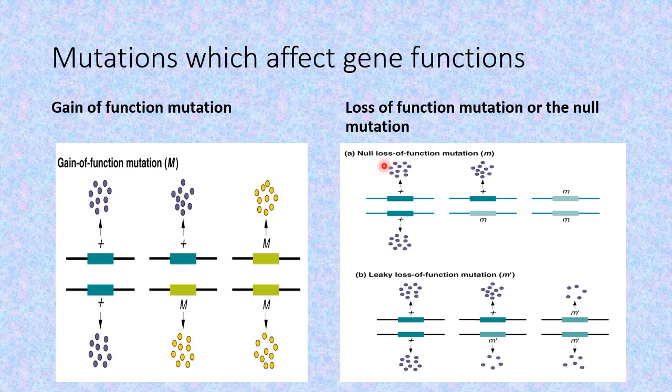So this type of mutation is the null loss of function mutation. It may be that the mutation decreases the degree of function. That is, the protein synthesized is yet performing the same function, but not to that appropriate level, not of that particular category or standard. So this type of mutations, they are the leaky loss of function mutations.